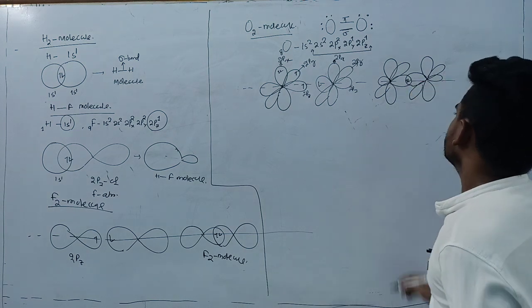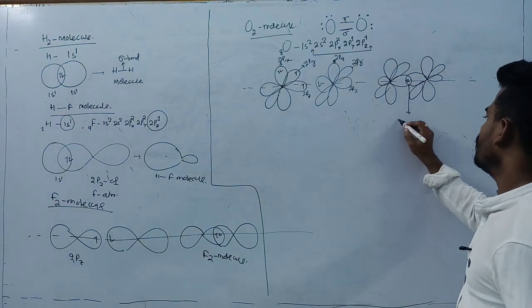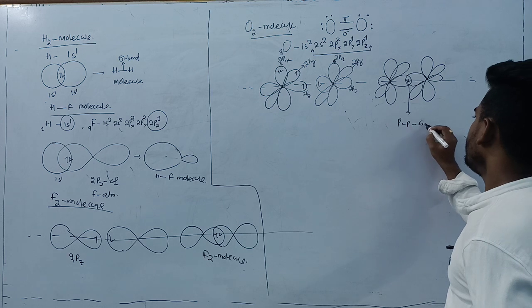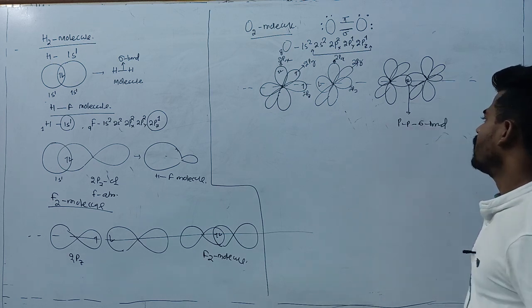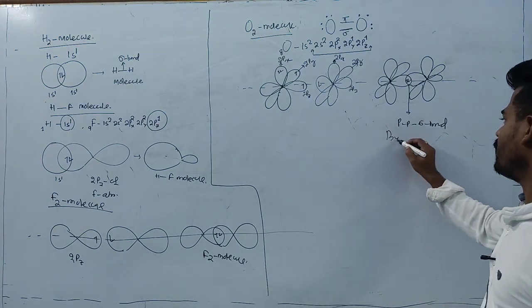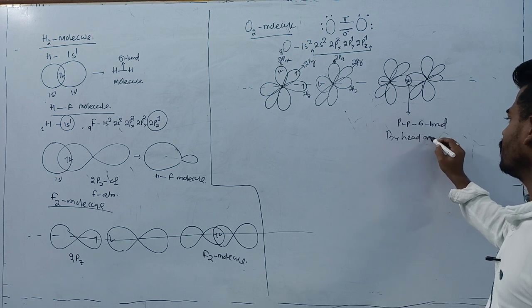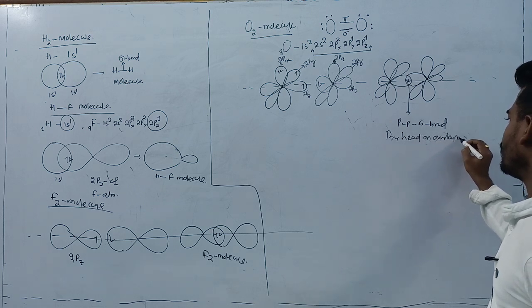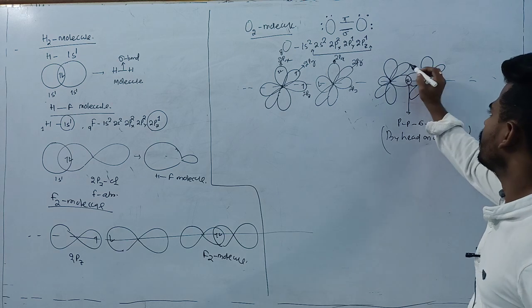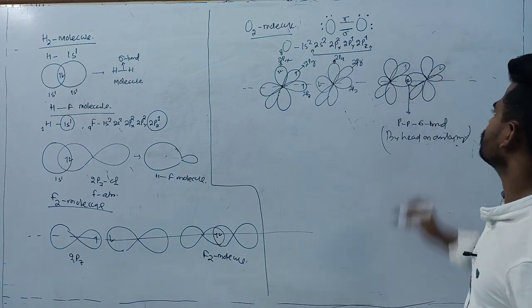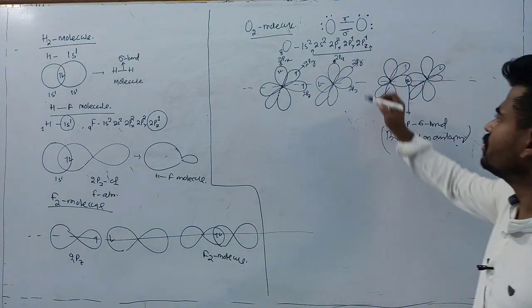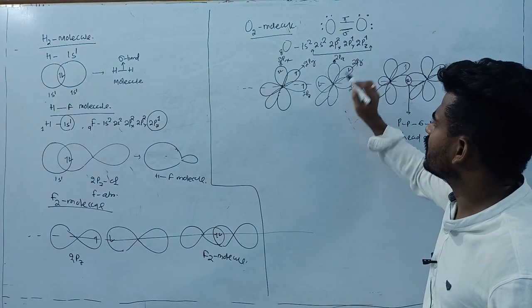So here, this one is your pp sigma bond, because this bond is formed by head-on overlapping. Okay, and here you see this one and this one. Is that clear? Here also the electrons remain antiparallel.